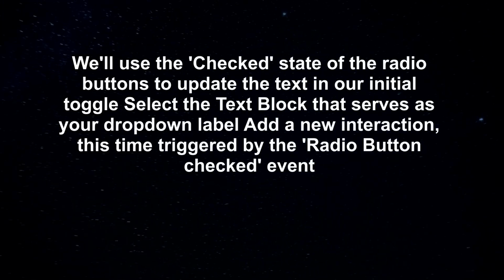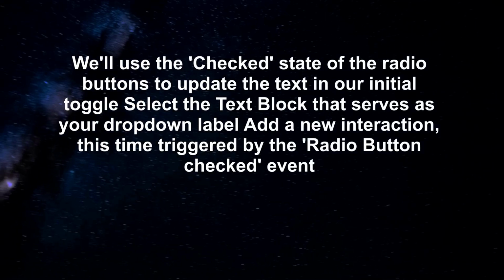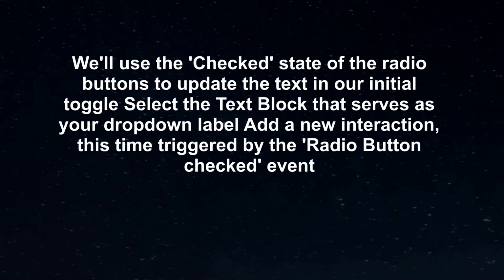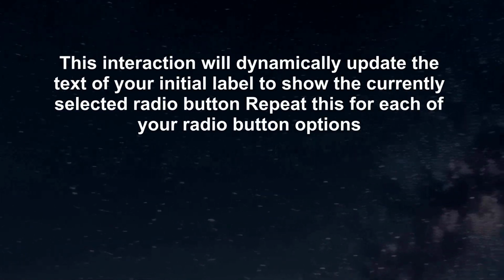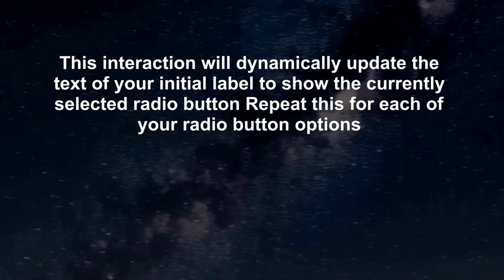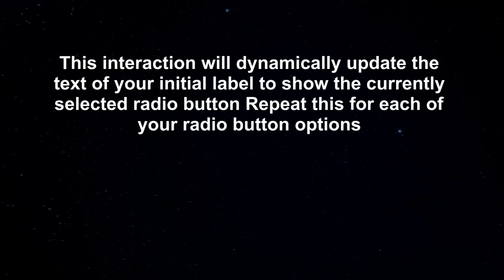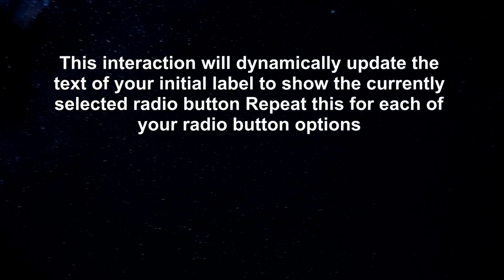Select the text block that serves as your drop-down label. Add a new interaction, this time triggered by the radio button checked event. This interaction will dynamically update the text of your initial label to show the currently selected radio button. Repeat this for each of your radio button options.